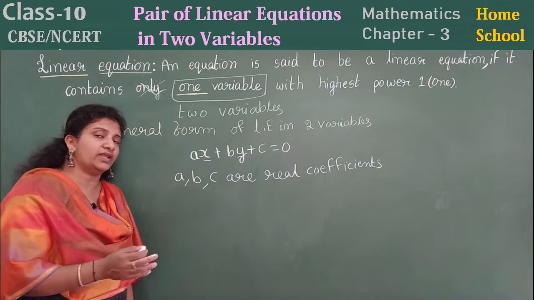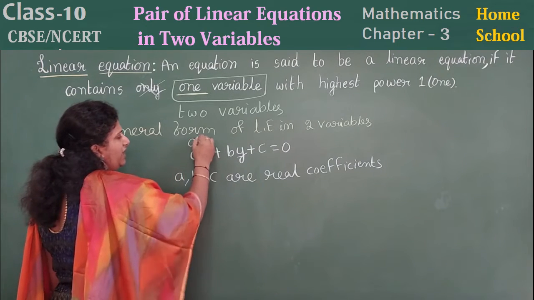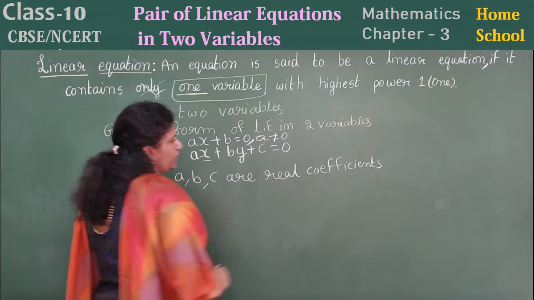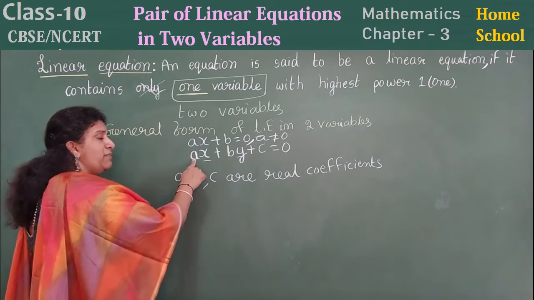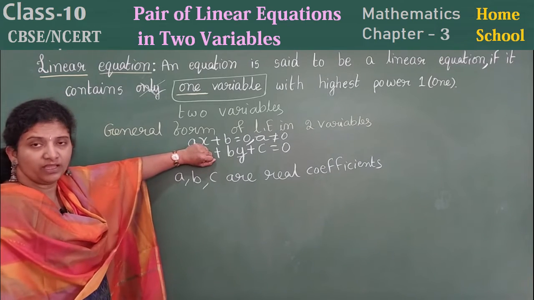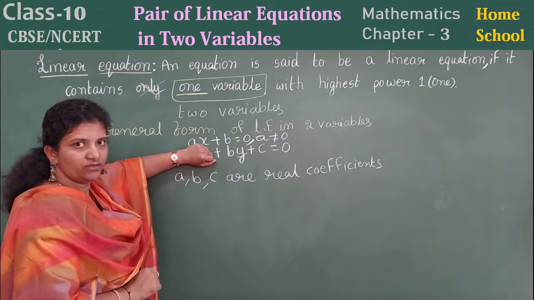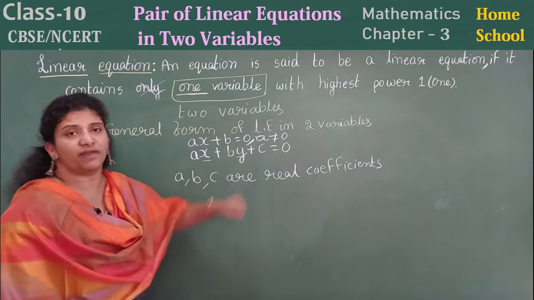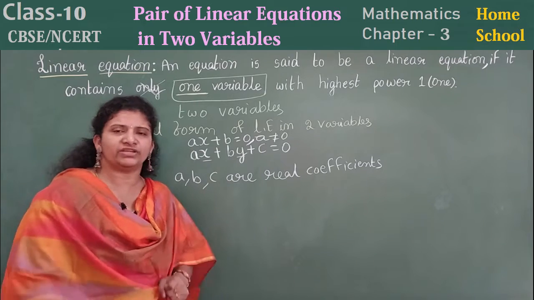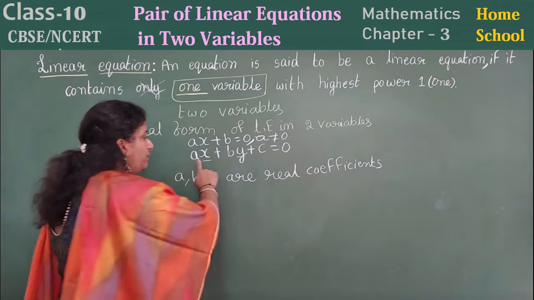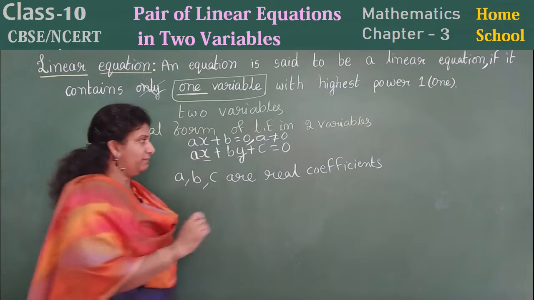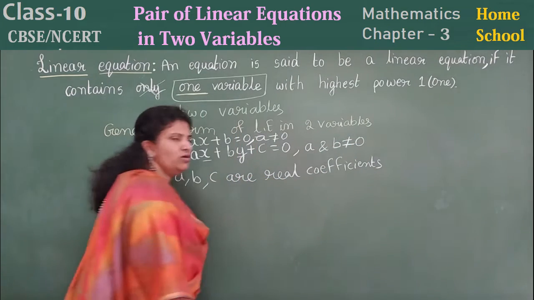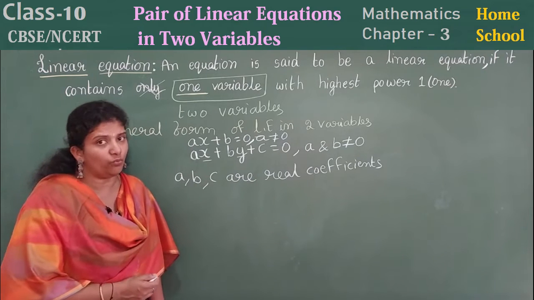What is the general form for a linear equation in one variable, children? It will be ax plus b equal to 0, and a cannot be equal to 0. Now what is the condition? If a becomes 0, what happens? by plus c. Then it will be a linear equation of one variable. Then can a be 0? No. Now suppose b is 0, what happens? ax plus c becomes, then again it becomes a linear equation in one variable. So these two values should not be 0. That means I will write a condition: a and b can never be equal to 0 in a linear equation of two variables.